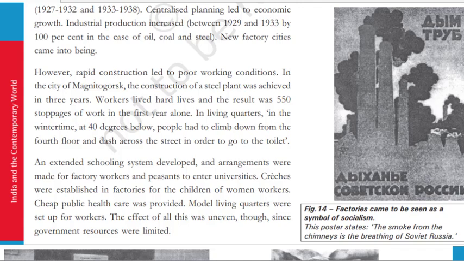In living quarters, in the wintertime, at 40 degrees below, people had to climb down from the fourth floor and dash across the street in order to go to the toilet. An extended schooling system developed, and arrangements were made for factory workers and peasants to enter universities. Creches were established in factories for the children of women workers. Cheap public health care was provided. Model living quarters were set up for workers. The effect of all this was uneven, though, since government resources were limited.